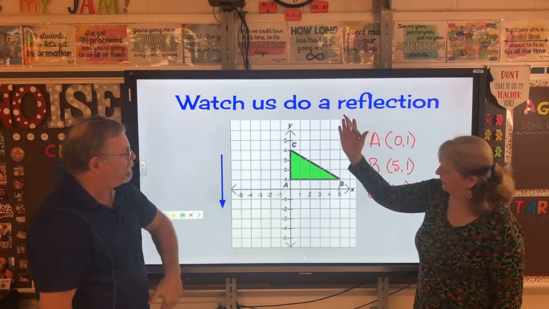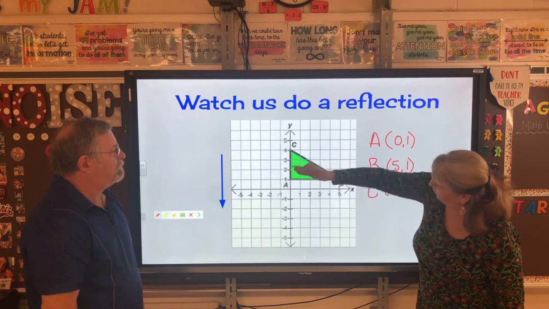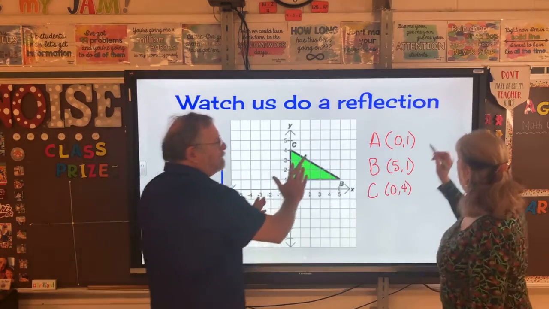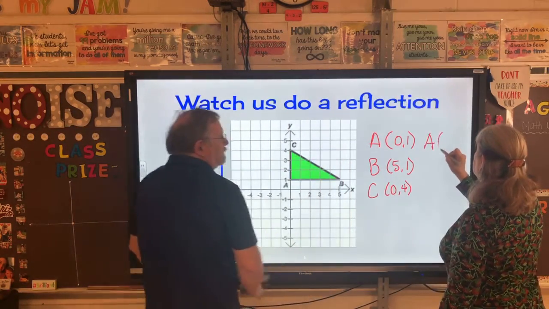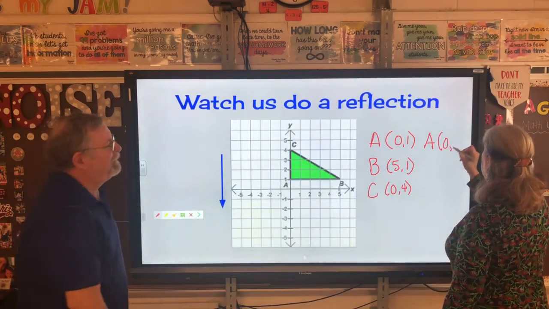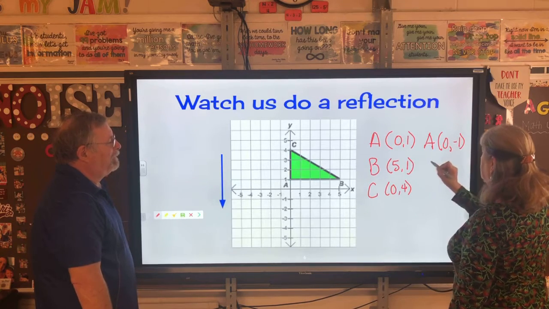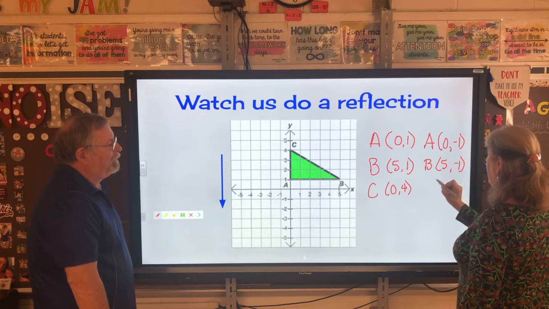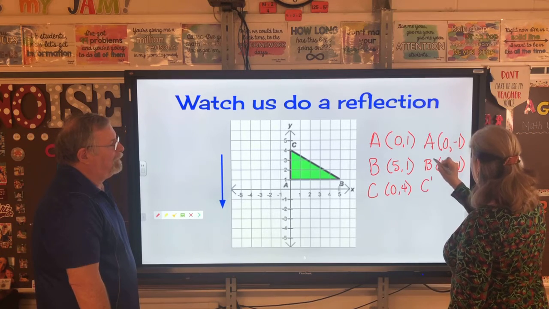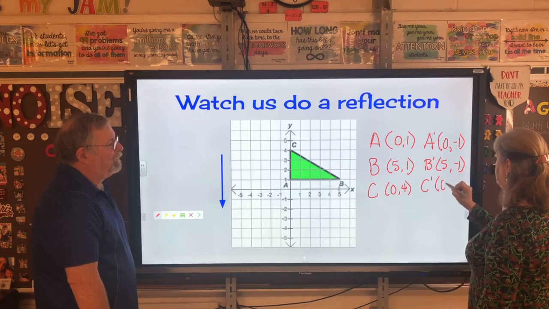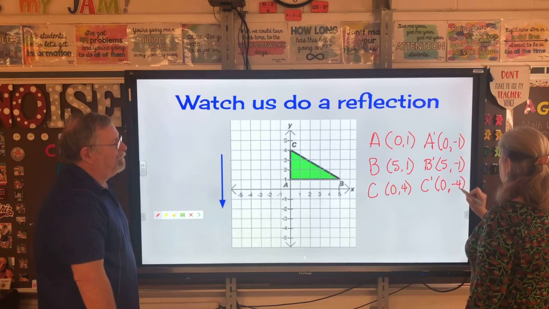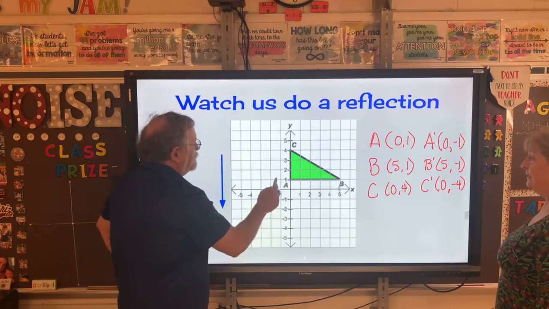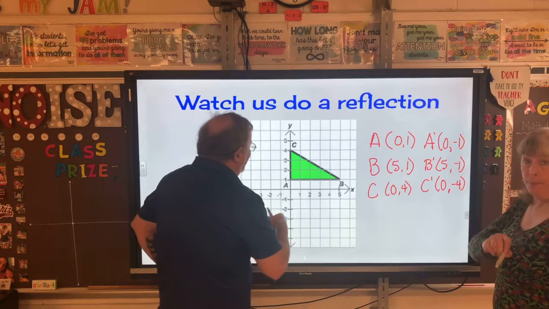Now I'm going to take it over the axis, the x-axis. No fair looking. Use those numbers. So it's going to be 0, negative 1. It's going to be 5, negative 1. And it's going to be, sorry, I've got to get my primes there, 0, negative 4. All right, I think I did it. So I'm going to do it my way. He's going to plot it.